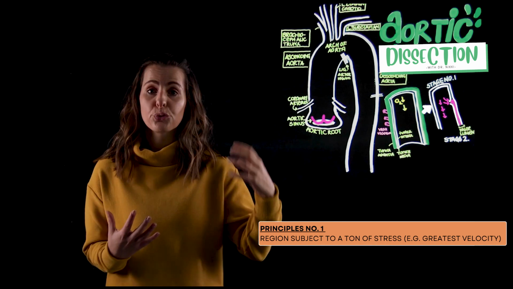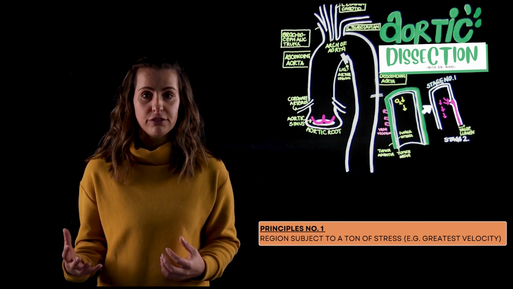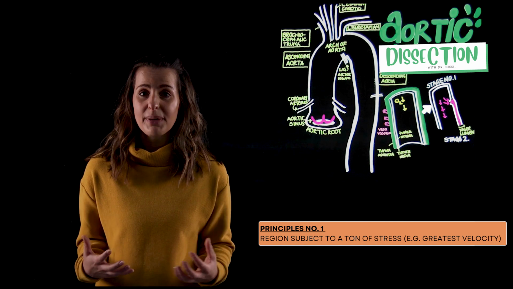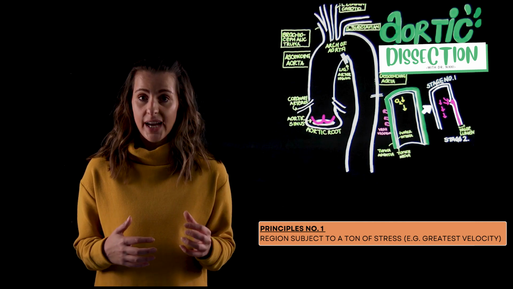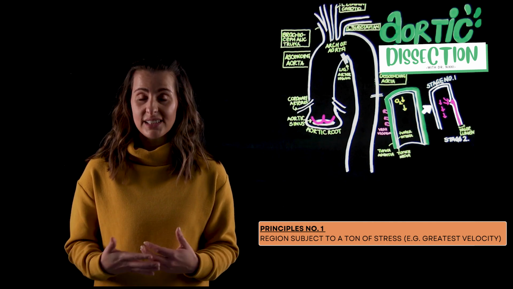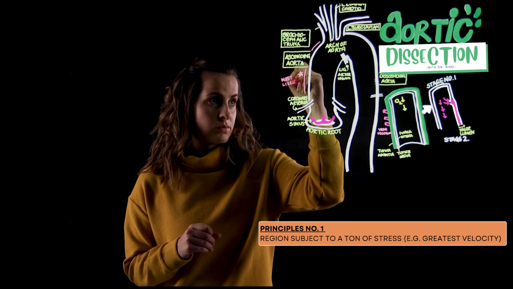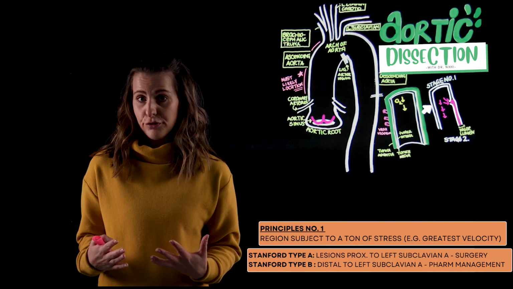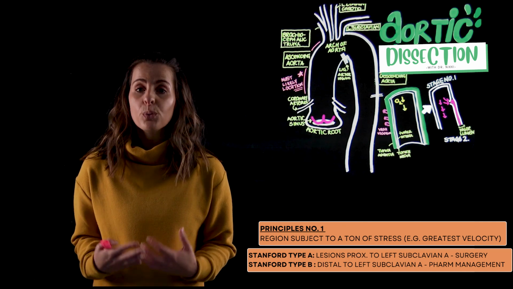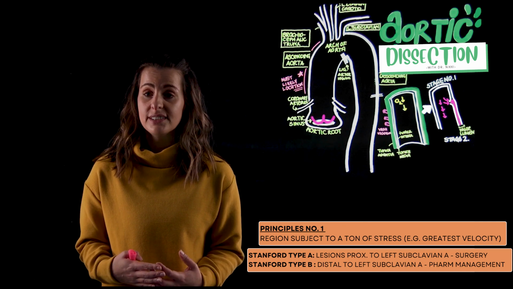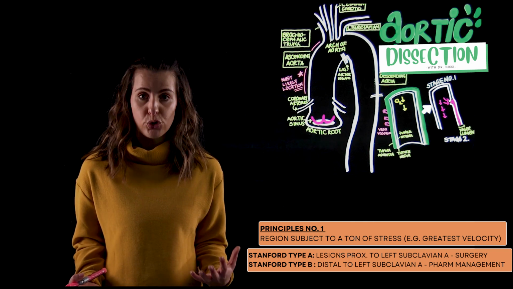Similarly, as blood passes through the ascending aorta, it has a peak velocity of 150 to 170 centimeters per second. This means that dissection is most likely to occur in the proximal 10 centimeters of the aorta. This also forms the basis of the Stanford and the DeBakey classification systems, which are methods used to separate dissections into those that require surgical repair versus those that require medical management.